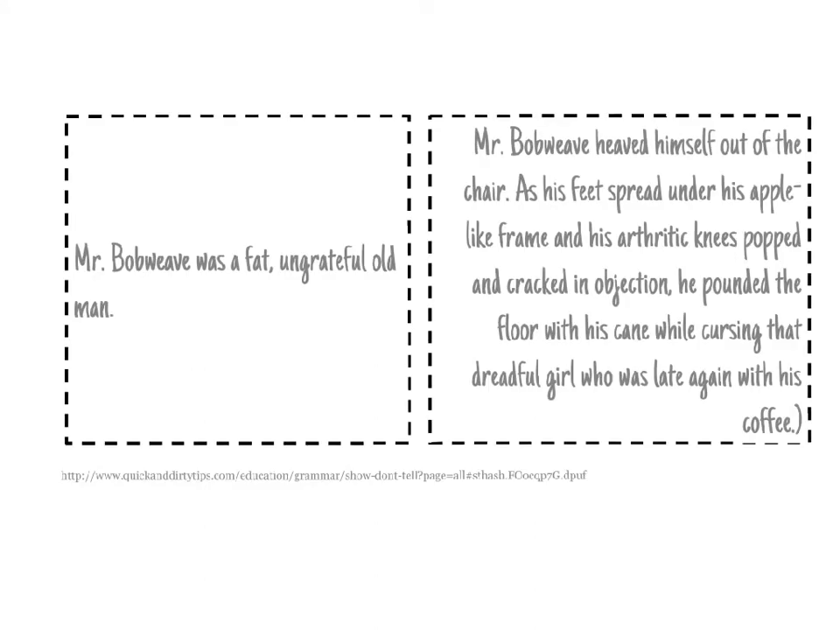On the left, we see a great telling sentence. And on the right, we see a great showing example. But let's look and see what that means. So on the left, we can see Mr. Bobweave was a fat, ungrateful old man. That's a great sentence. Very descriptive, but it doesn't really help me visualize what's taking place. It just kind of tells me. And that, especially when we have a lot of those, can be really boring.